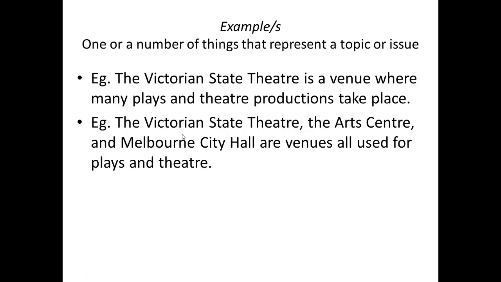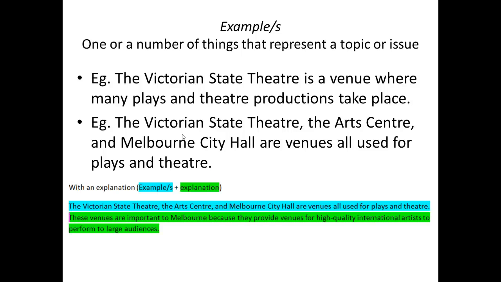Again, we want to make sure we explain why this example is important. So here we have that explanation. And the explanation in green, these venues are important to Melbourne because. And anytime we're using because, we know we're going to be explaining. We're trying to help the reader understand why something is important. So a good tip to make sure you're doing explaining is to check if you've used because.